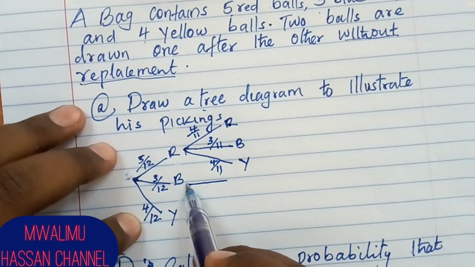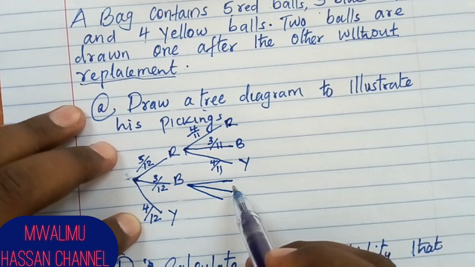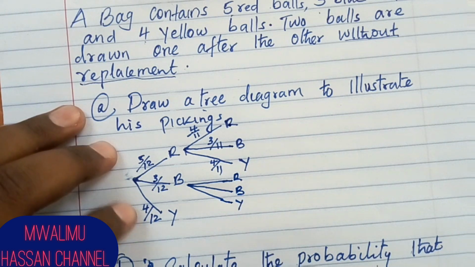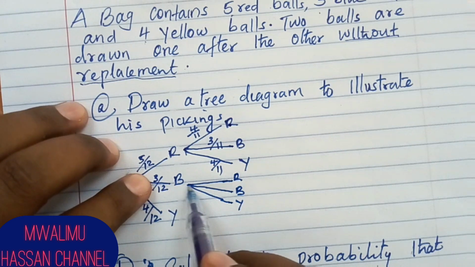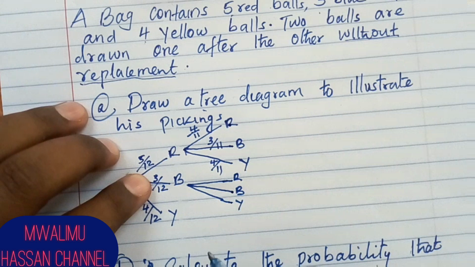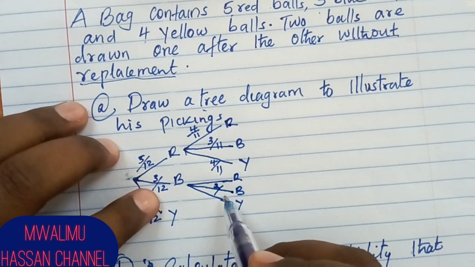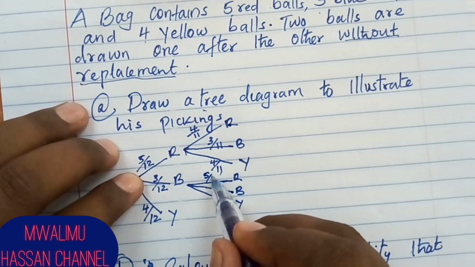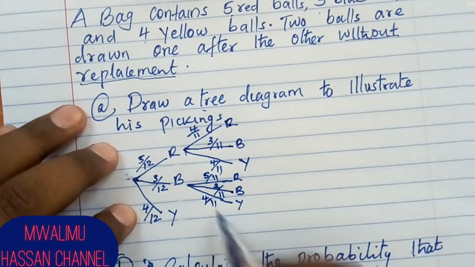For blue balls, after blue, we can also pick red, we can also pick blue, we can also pick yellow. If the total number of blue balls were 3, so if you pick another ball that is blue, the number of blue balls will reduce by 1. So we are going to have 2 out of the total number will also reduce by 1, so we are going to have 2 out of 11. The number of red balls will be 5 out of 11. The number of yellow balls will be 4 out of 11.